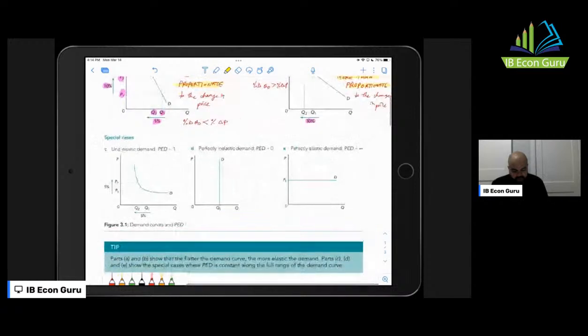All right, now there are some special cases, okay? Unit elastic demand is when PED is equal to 1.